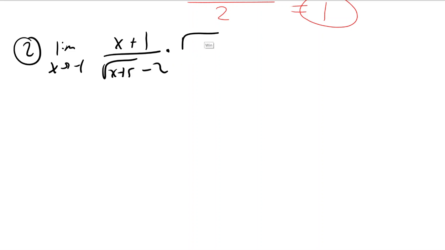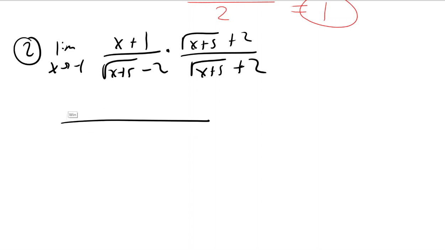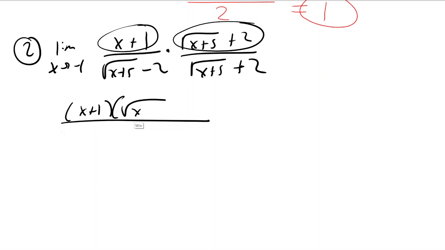Multiplied by square root of x plus 5 plus 2 over square root of x plus 5 plus 2. Yeah, okay, I agree with that. And then it would look like x plus 5 plus 2 times x plus 1 over. Okay, so you got an x plus 1 times this. And then the bottom, I did x plus 5 minus 2. Okay.